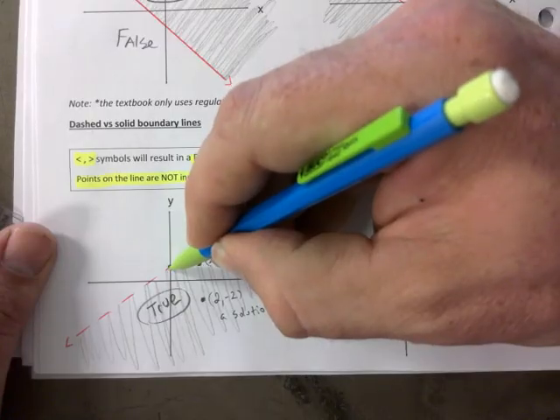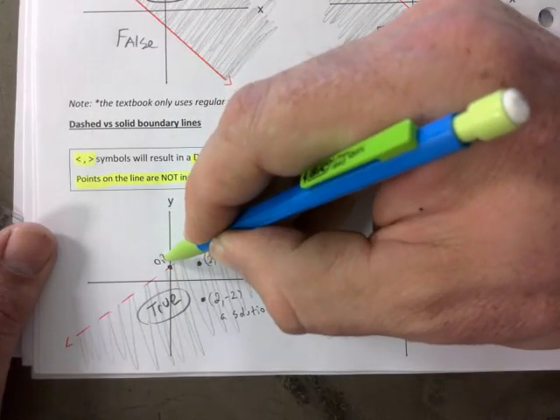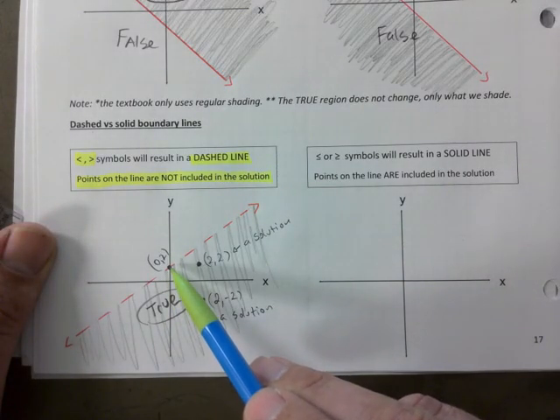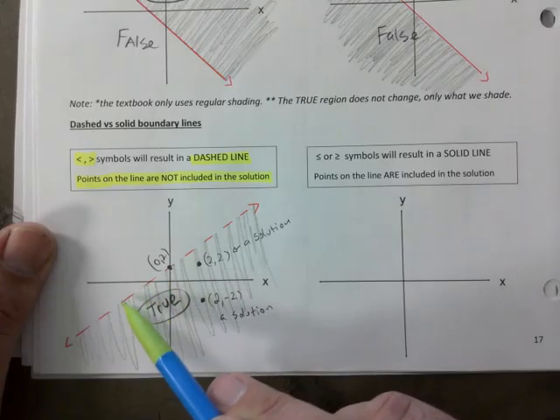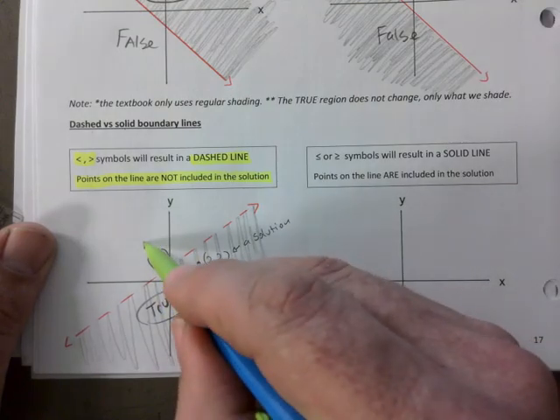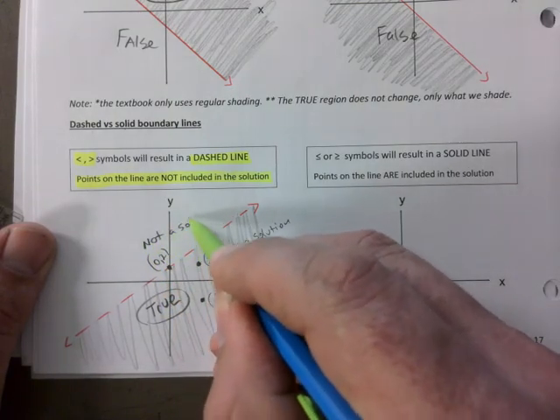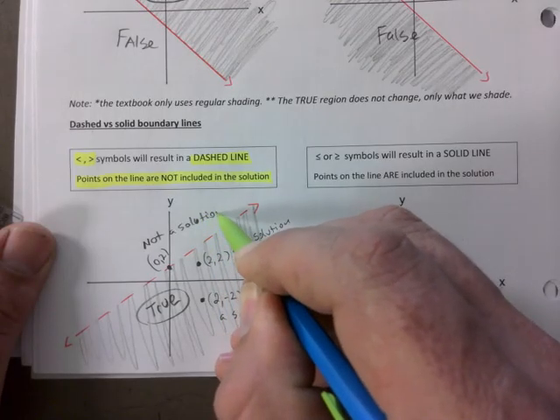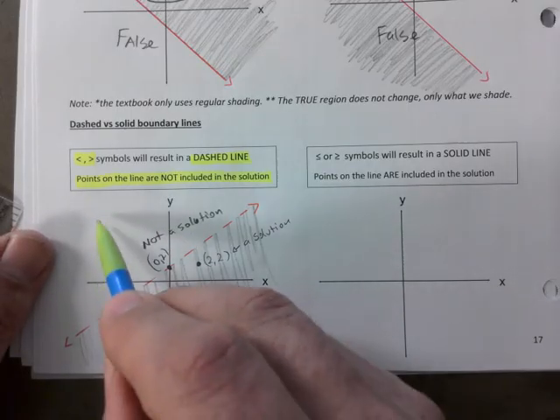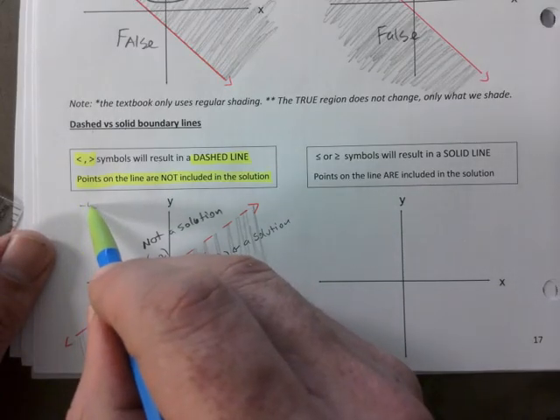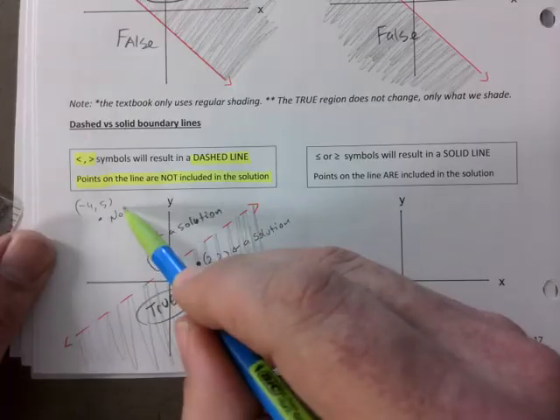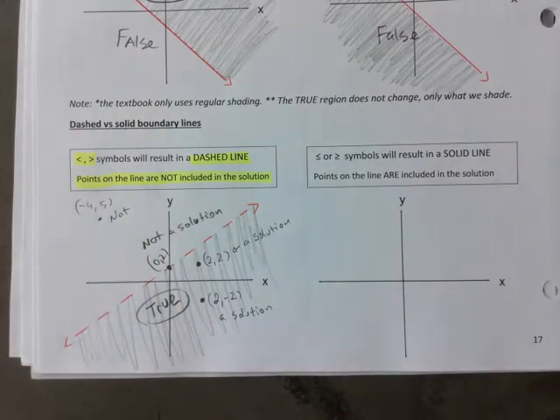I want you to label this one right here. 0, 2. Is that a solution? It is right on the line, and the line is dashed, which means that 0, 2 is not a solution, because it's on the line. Okay. Negative 4, 5, let's do this one. Not a solution. So I'm just going to go not. Okay. Not.